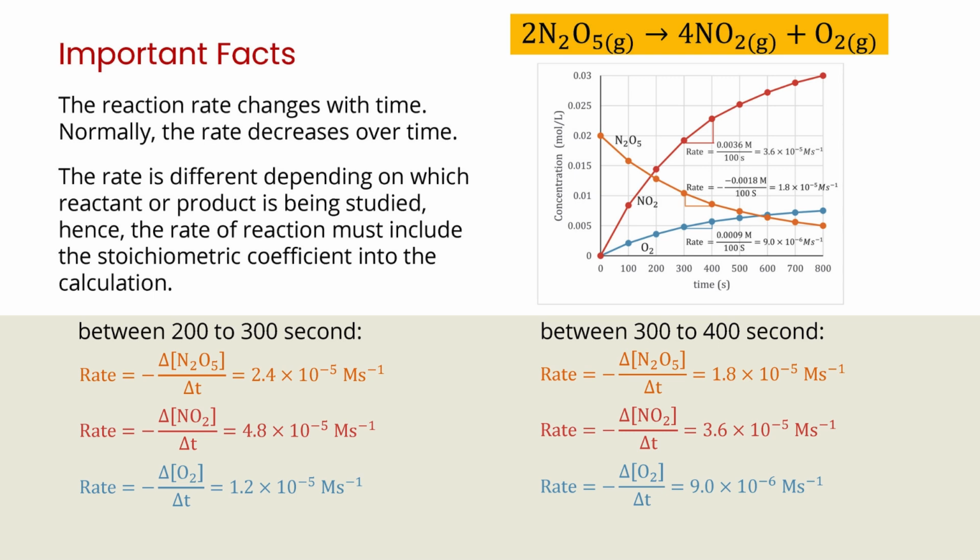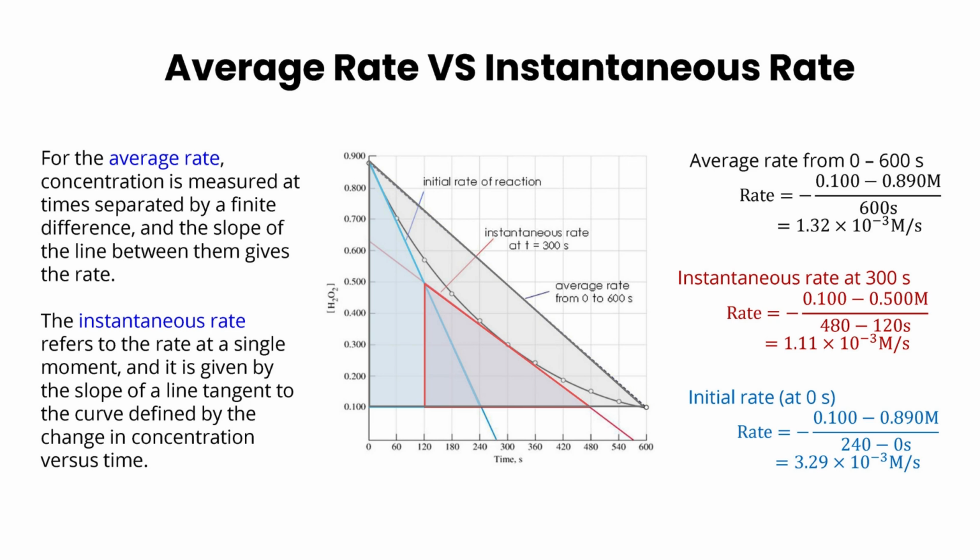This leads to the difference between average rate and instantaneous rate. Exactly. Average rate is like your average speed on a whole road trip, total distance over total time. You calculate it over a finite time interval. Instantaneous rate is like looking at your speedometer right now. It's the rate at one specific moment in time. Mathematically, it's the slope of the line tangent to the concentration versus time curve at that point.